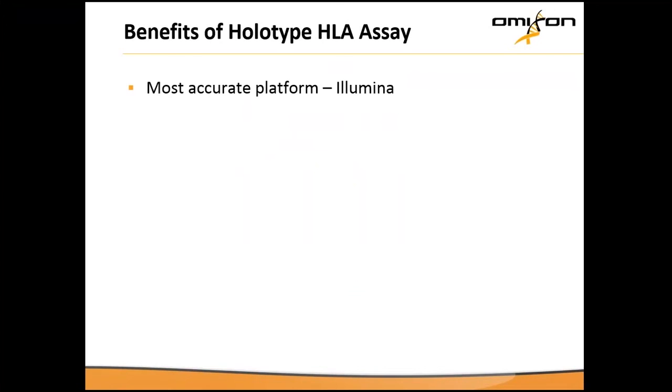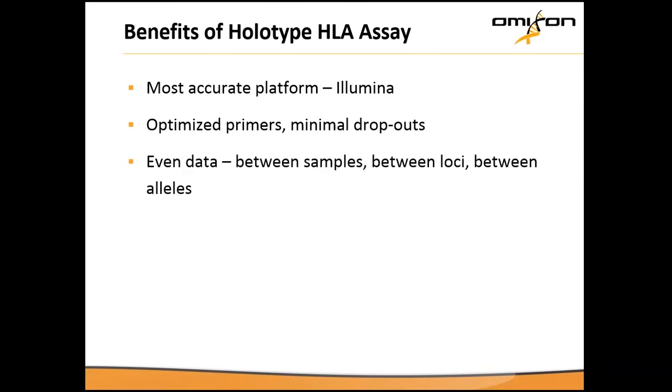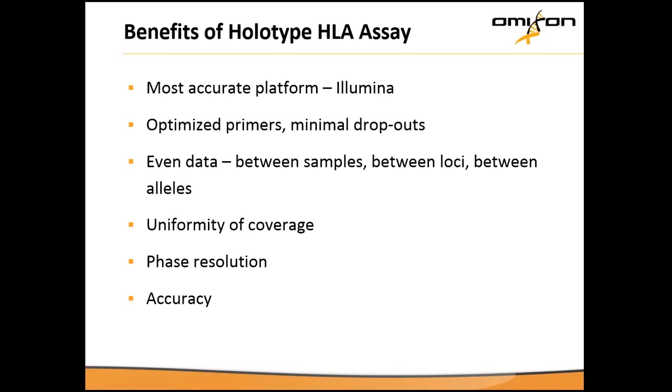The Holotype HLA assay has been built onto the most accurate platform, which is the Illumina platform. The primers have been optimized to minimize any potential dropouts at each of the loci. The data is very even, both between samples, between loci within an individual sample, and also between alleles at a particular locus. The uniformity of coverage across the whole width of both of the alleles at each locus is a very important metric. We can do phase resolution. This is measured both with a quality metric in the software and also with an annotation. Accuracy is there within the assay as one of the highlights, and the other one is the high throughput that we're able to gain through having such uniform coverage across the width of every single gene.